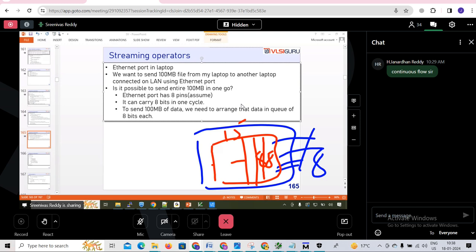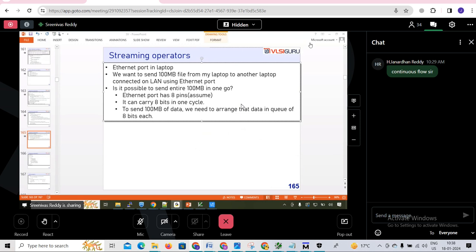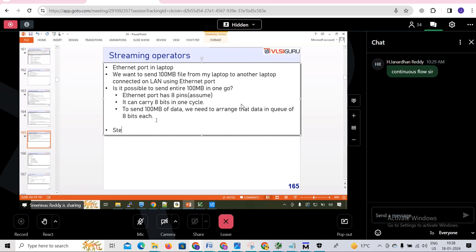The same concept is called the streaming operator in this system. You got it, right? What is streaming operator? You may ask, is it about sending the data? No. What the streaming operator does is change the data queue into the required format.